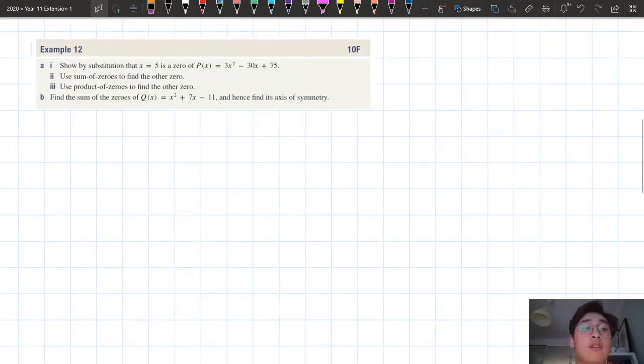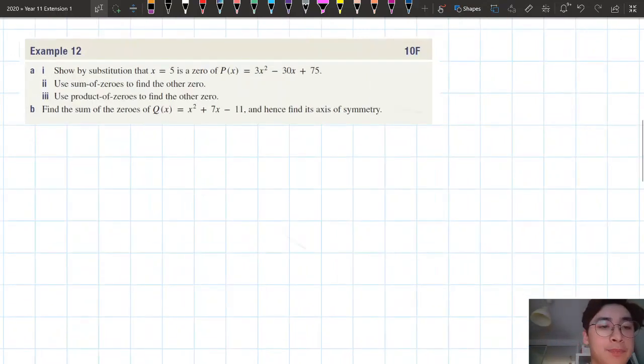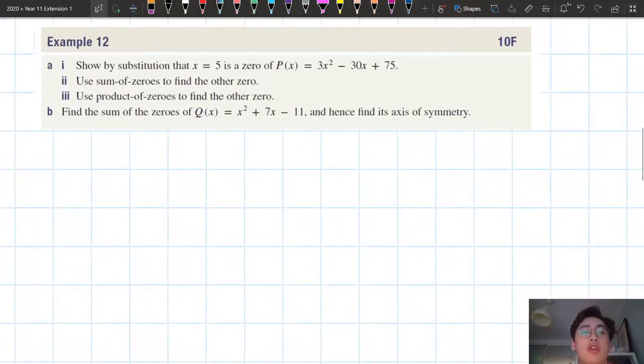Let's have a look at this first example. This is in your booklet. This is example number 12. Example number 12 asks us two questions, and the first one has a few parts. Now, the first part, A. Show by substitution that x equals 5 is a 0 of p of x.